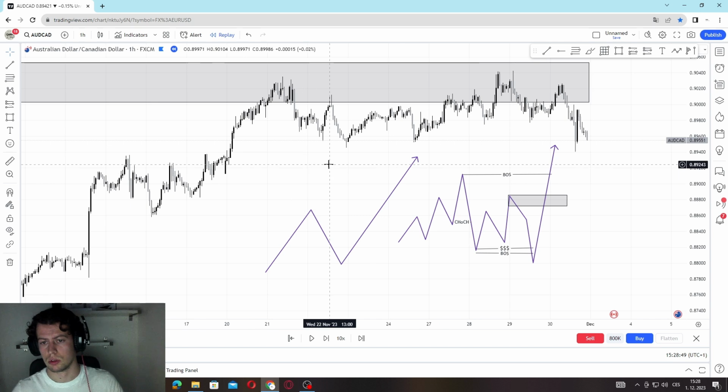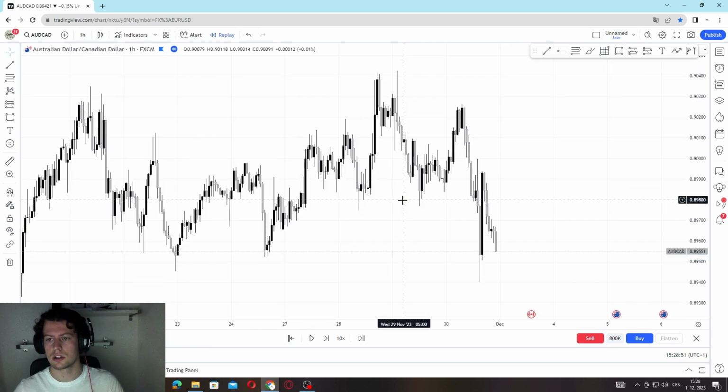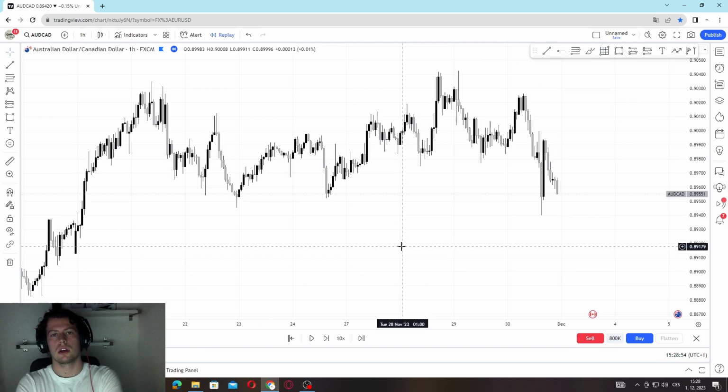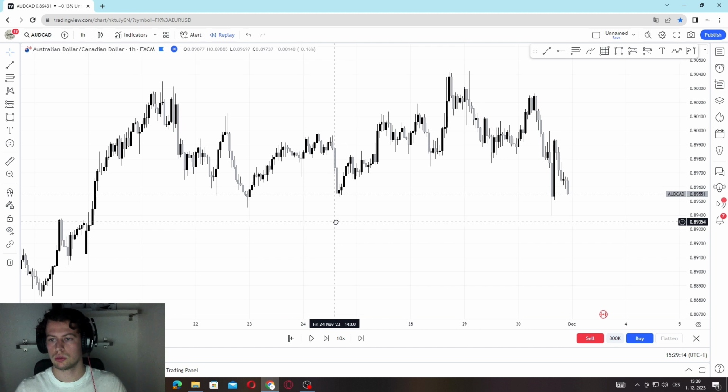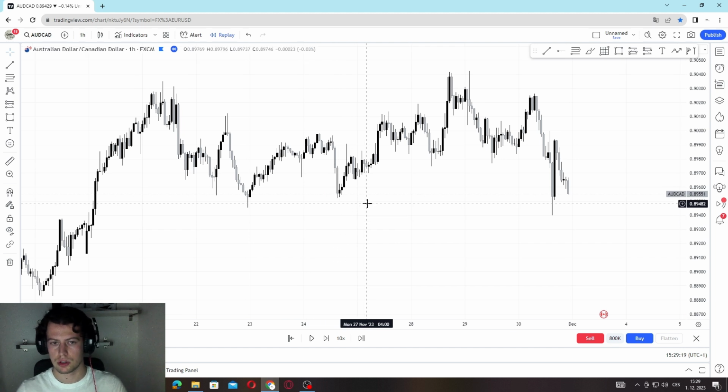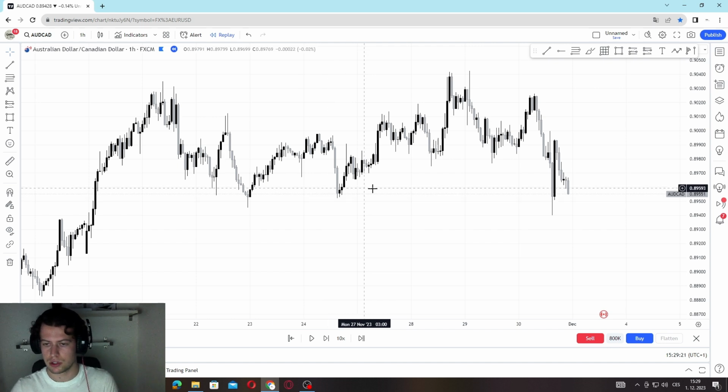Now what I want to say, I will delete this. What I want to say also, what is quite important if you are interested in supply and demand zones. So what makes a demand and supply zone valid? Firstly, how to spot them. You want to look for big impulsive moves, like big sharp moves.